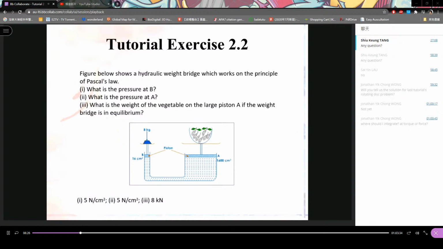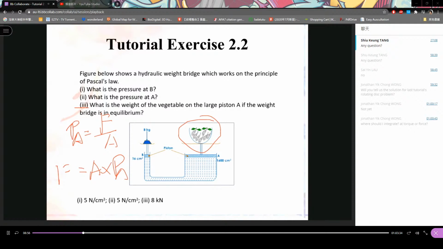Next, now we look at the next one. Okay, now, what is the weight of these vegetables? We notice that we have P_A, which is equal to force divided by area, and therefore the weight of the vegetable is A times P_A.